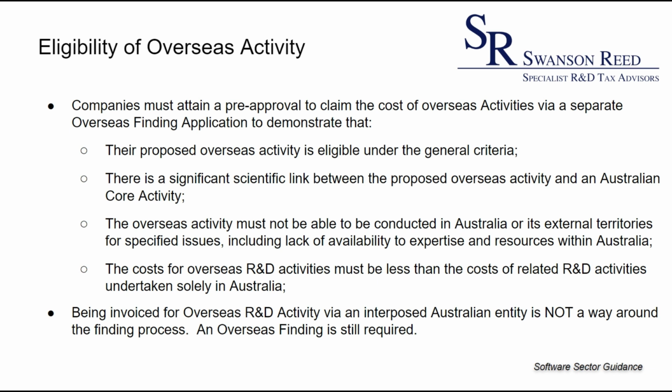There is a significant scientific link between the proposed overseas activity and an Australian core activity. The overseas activity must not be able to be conducted in Australia or its external territories for specified reasons, including lack of availability of expertise and resources within Australia, and the costs for overseas R&D activities must be less than the costs of related R&D activities undertaken solely in Australia. Attaining an overseas finding can be a very involved process and often requires significant time and evidence. It's also important to note that being invoiced for overseas R&D activity via an interposed Australian entity is not a way around the finding process. An overseas finding is still required.